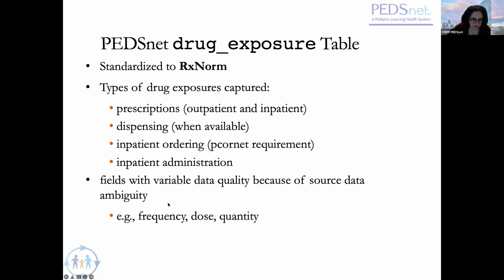So the fields with variable data quality because of source ambiguity, we have been trying to improve the frequency, dose, and quantity, given that a lot of studies are interested in looking at, for example, disease exacerbation, which is most often caught by increasing a dose of a medication or the frequency or something along those lines. So these are kind of works in progress, but things that we've been hoping to improve.